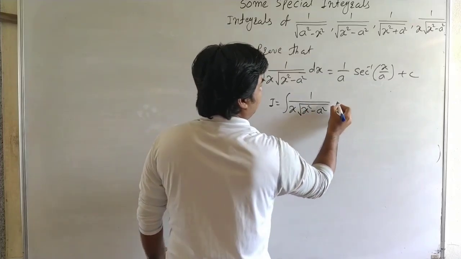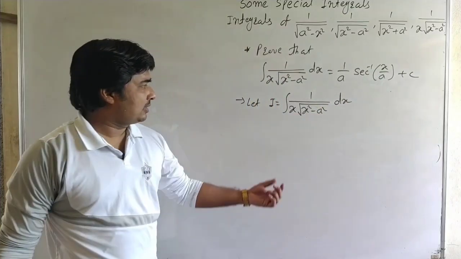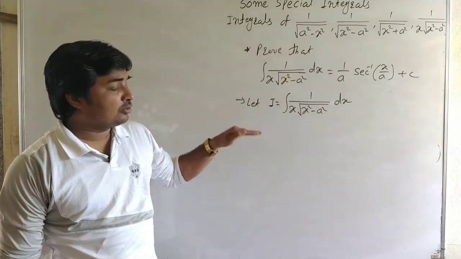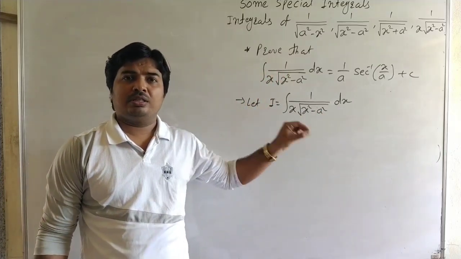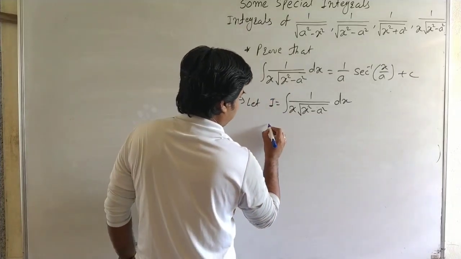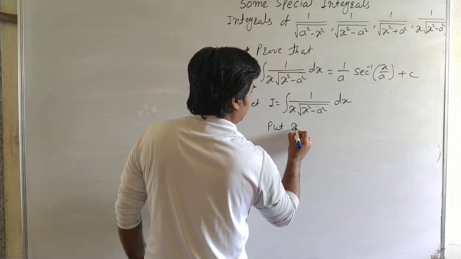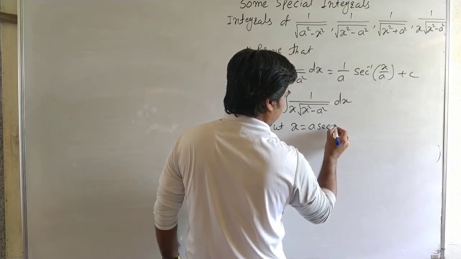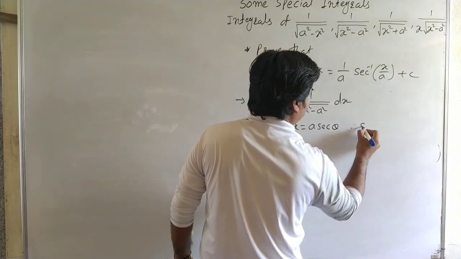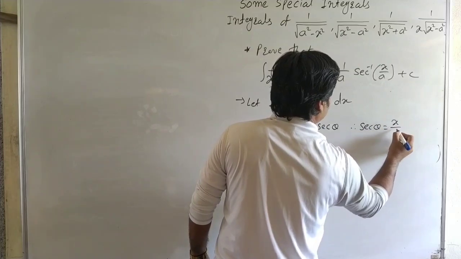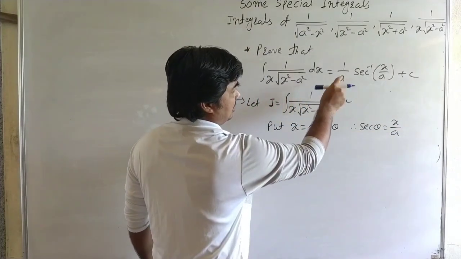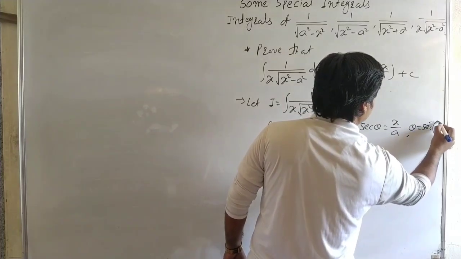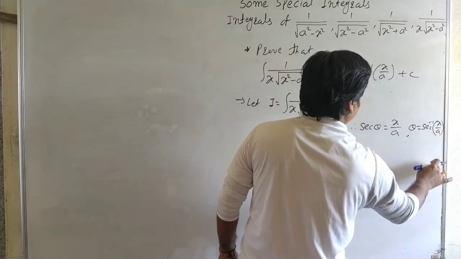See carefully here. Here we use a special substitution for under root of x square minus a square: we put x is equal to a sec theta. Therefore sec theta is equal to x by a. Okay, and in the last answer it is a sec inverse, therefore we can find the value of theta. It is sec inverse of x by a. Okay, it is the value of theta.